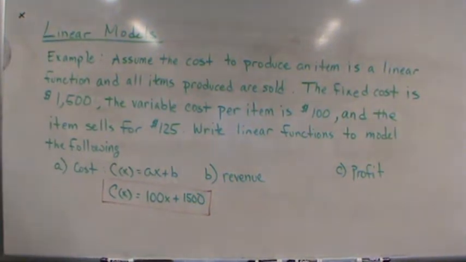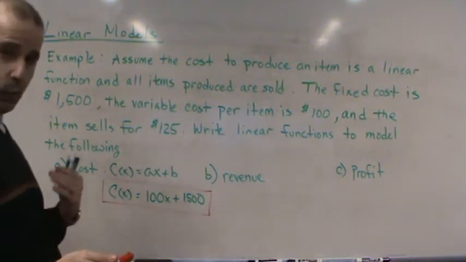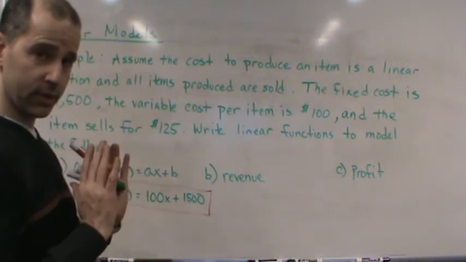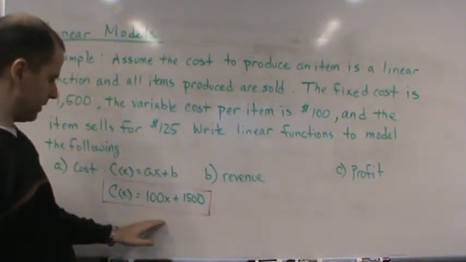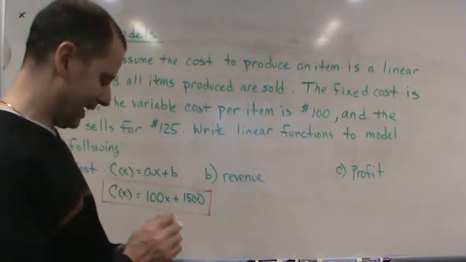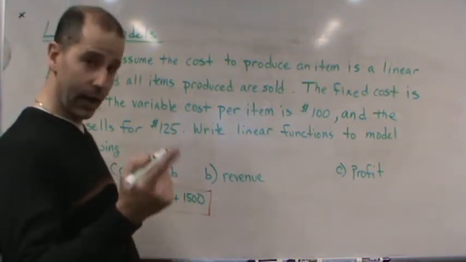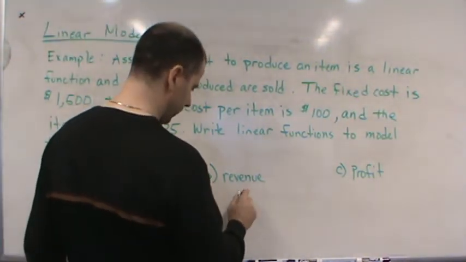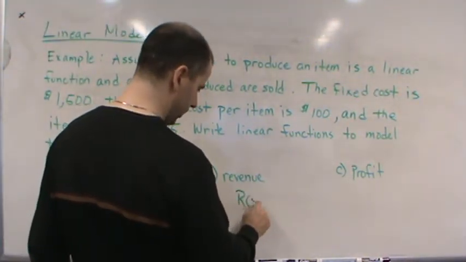Okay. Now revenue. Revenue is based on how many you're selling, right? And what the price is for each one. So revenue is money coming in. So think of cost as money going out. That's this. Revenue, money coming in. So it's based on the price and how many we sell, right? So revenue then would be this function.